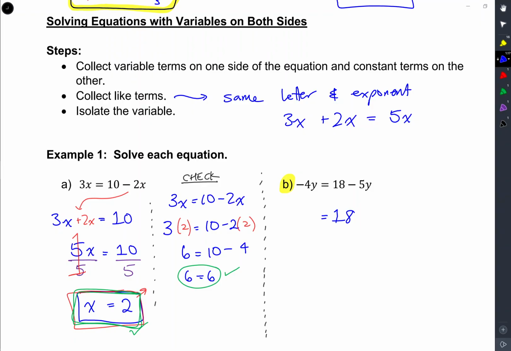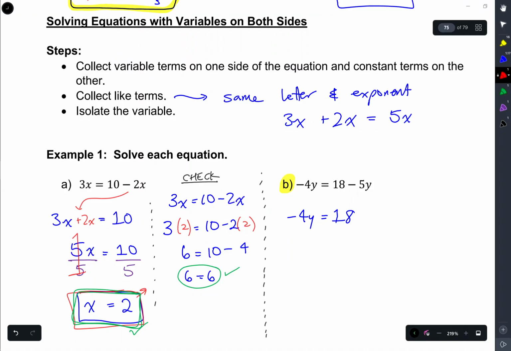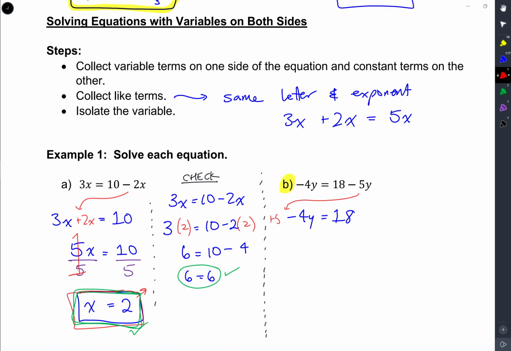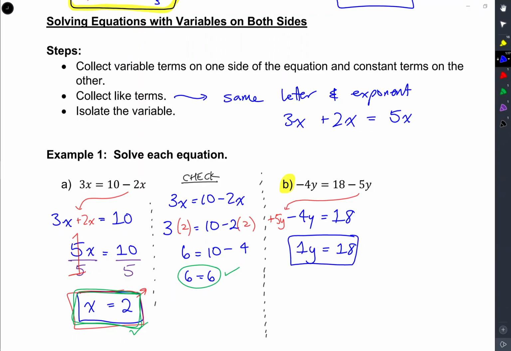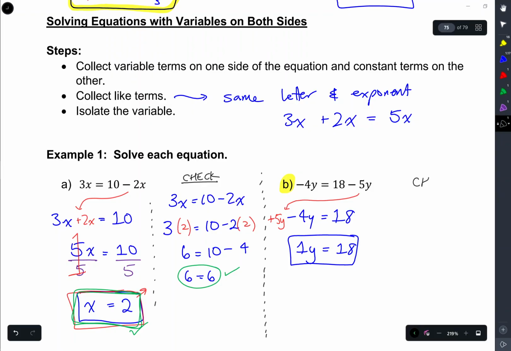On the left, we have this negative 4y term. And on the right, we have a negative 5y term. If I add 5y to both sides, it looks like positive 5y on the left now. And by adding 5y to both sides, we've knocked it out from the right-hand side. So this looks like 18. And then on the left, we have 5y minus 4y, so that's 5 minus 4, or 1y, or really just y, equals 18.